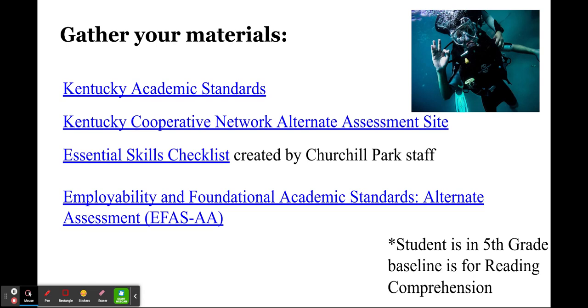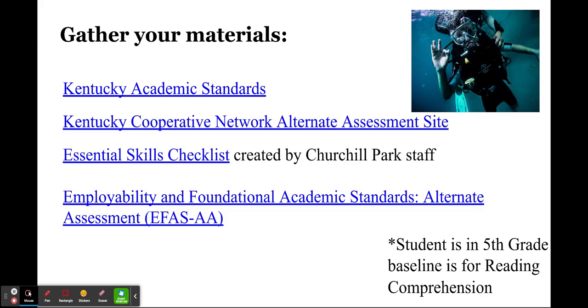There are links in your guided notes if you'd like to go back later. But when you're writing a goal for a student, you should use the resources you have available. While our goals are not going to be word for word aligned with the standard, it is important to know where the goal falls in the standard and what the alignment is. Here we've linked the Kentucky Academic Standards, the Kentucky Cooperative Network Alternate Assessment Site, the Essential Skills Checklist that was created by Churchill Park staff, and then the Employability and Foundational Academic Standards for alternate assessment, which align with our transition needs for our students.